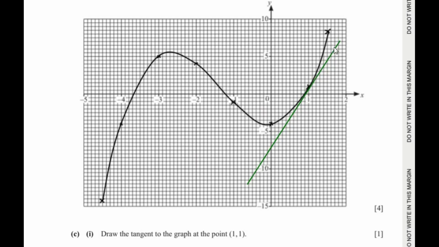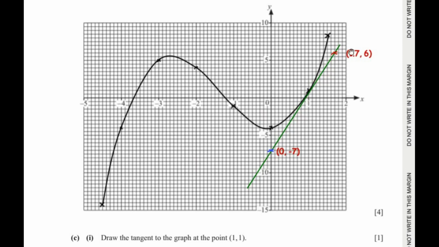Now here I'm going to choose this point on the tangent. The coordinates of this point: on the x-axis it's going to be 1.7 and on the y-axis it is going to be 6. So here we have written the coordinates as 1.7 and 6. And here I'm going to choose the point which is on the y-axis, that is this point. So the coordinates are, on the x-axis it is 0 and on the y-axis, this is 5, this is 6, this is exactly 7. So here it is going to be 0, -7. Now the coordinates are being marked.